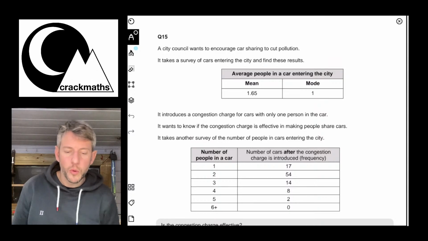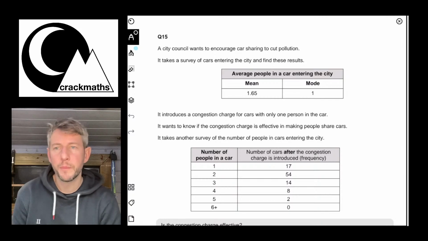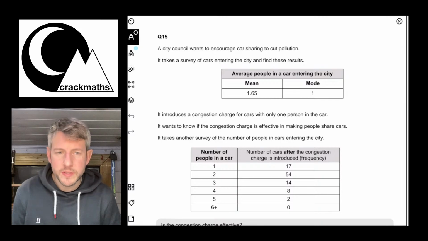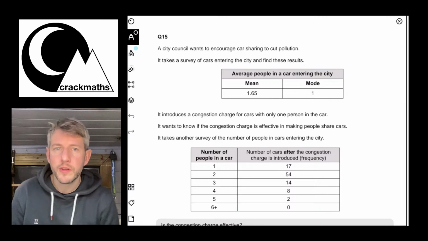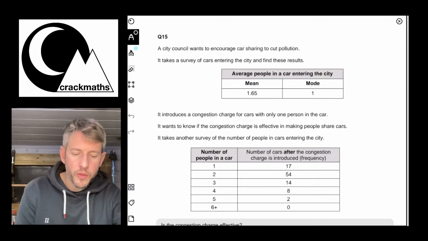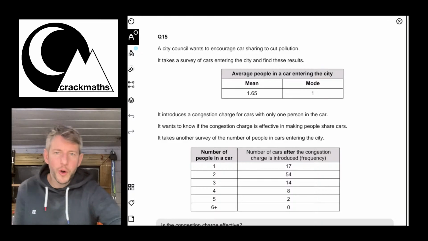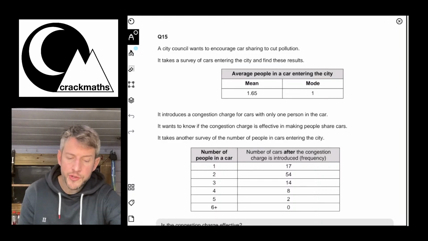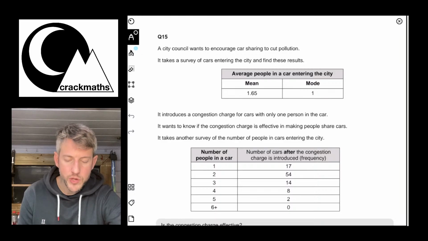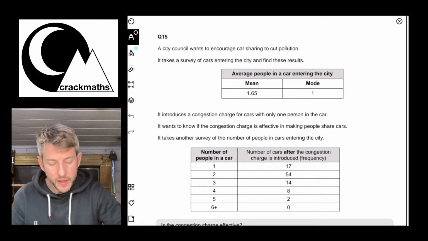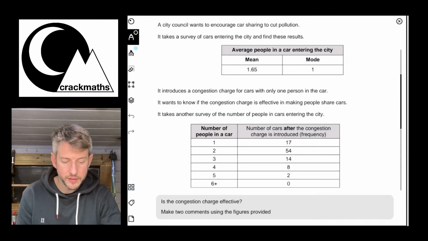A city council wants to encourage car sharing to cut pollution. It takes a survey of cars entering the city to find these results. We've got the mean of 1.65 and a mode of 1. It introduces a congestion charge for cars with only one person in. It wants to know if the congestion charge is effective in making people share cars. It takes another survey of the number of people in cars entering the city. Is the congestion charge effective?